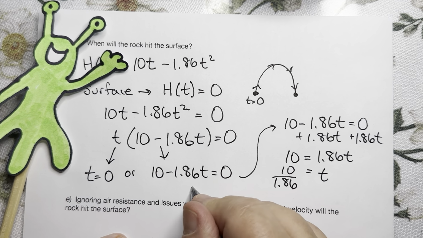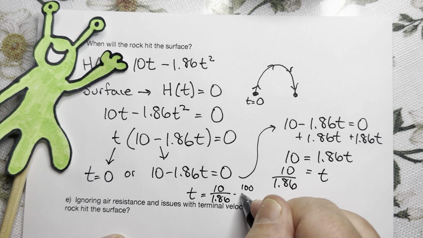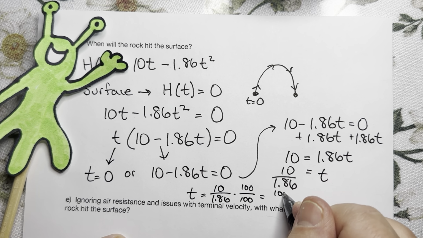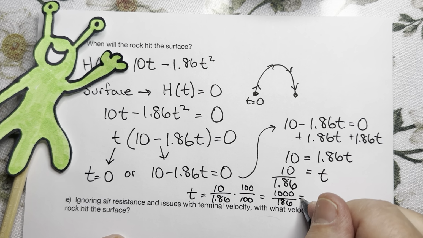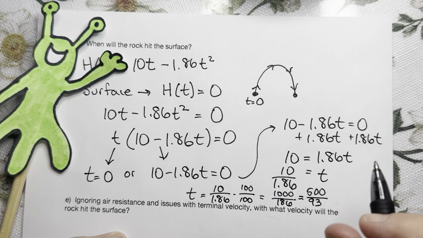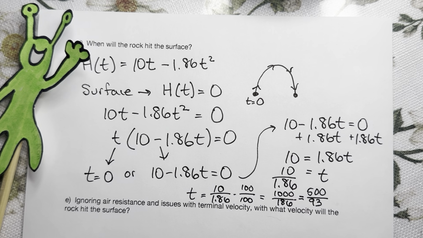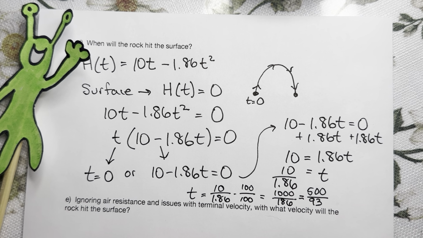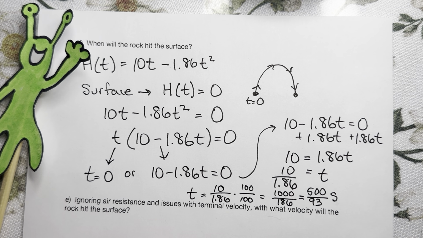So if I multiply top and bottom by 100, I get 1,000 over 186. And then I realize top and bottom are reducible by 2. That's 500 over 93. Now, I happen to know something about 93. 93 does not play well with others. 93 is 3 times 31. So this is not going to reduce any further. So this is our exact answer. We've got to remember this represents t, so this is 500 over 93 seconds. And mathematicians everywhere are just like, yay, it's an exact answer.